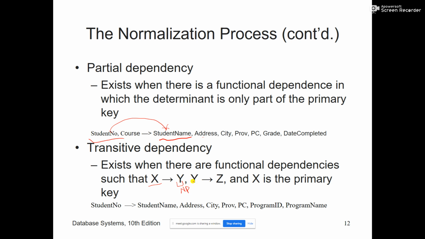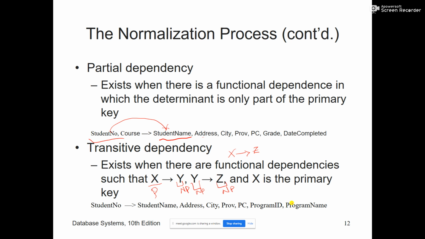It takes time to learn this. This is non-prime and z is also non-prime. A non-prime attribute depends on another non-prime attribute, and that non-prime attribute depends on prime attribute. So then it is what? Z is dependent on x, but this dependency is a transitive dependency. Why? Because z is not directly dependent on x. Z depends on x based on a non-prime attribute y.